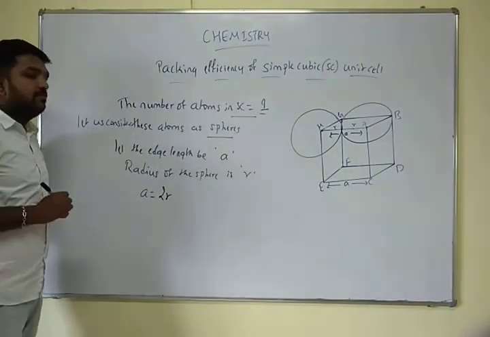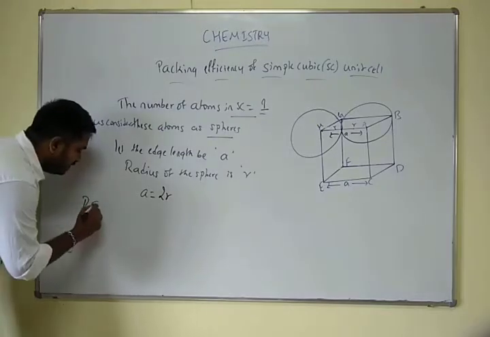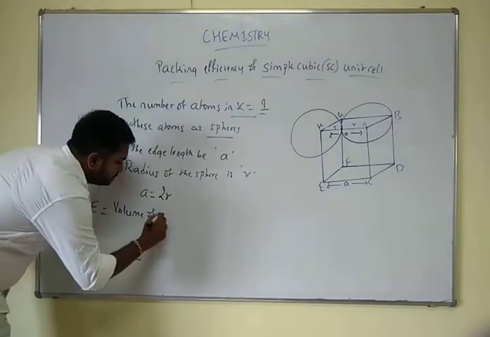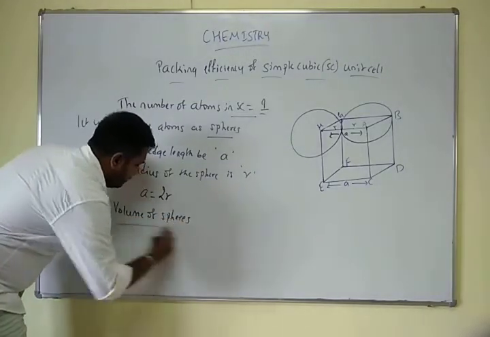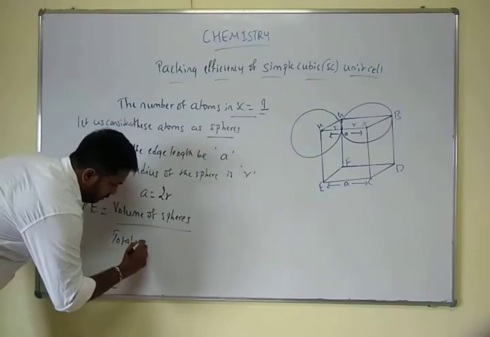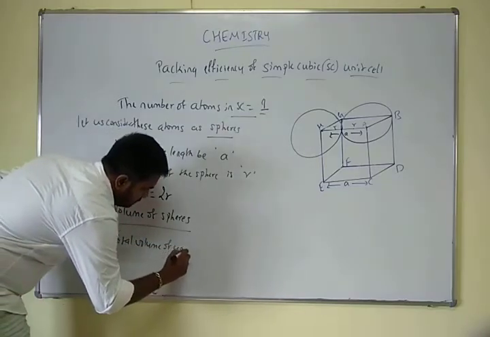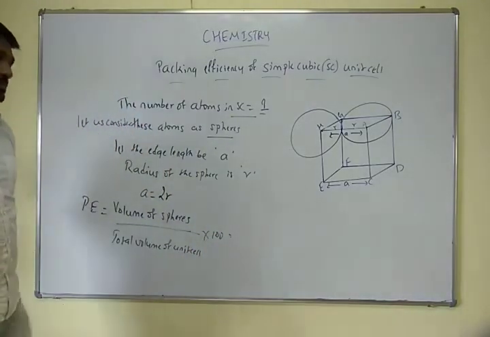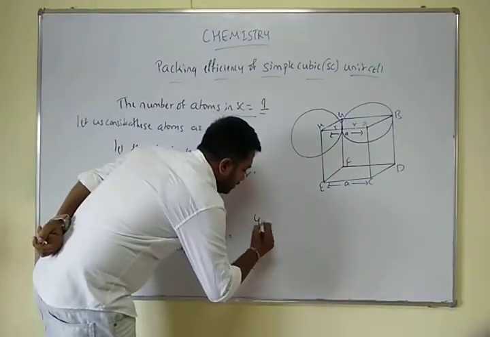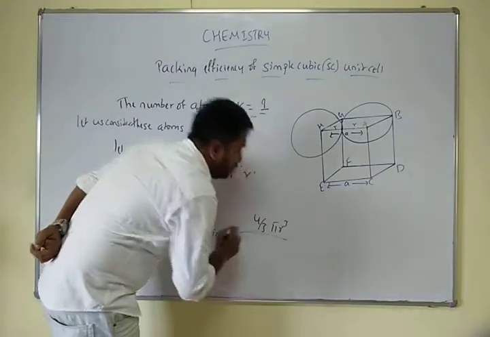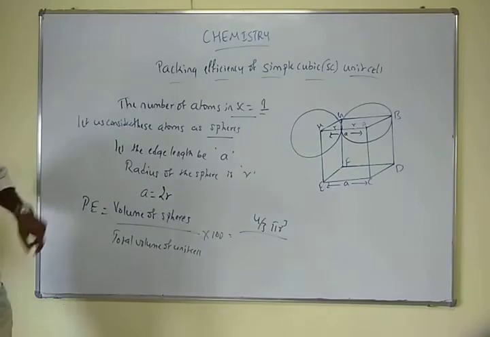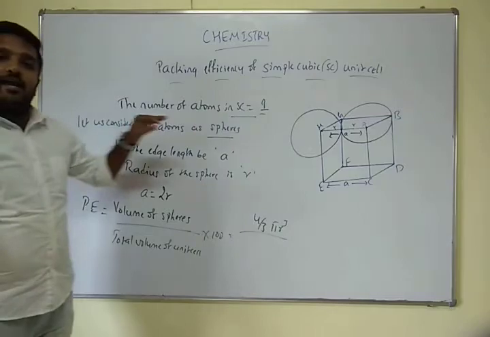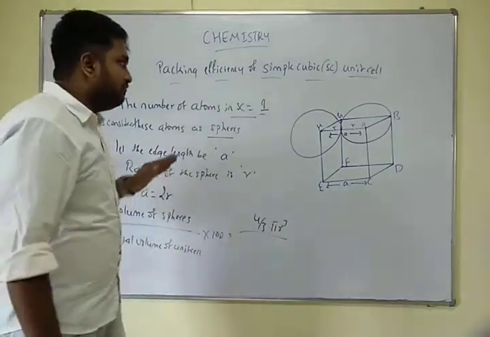So what is the formula for packing efficiency? Packing efficiency is the volume of spheres by the total volume of the unit cell, into 100. Now the volume of a sphere is given by 4 by 3 pi r cube. It is a standard formula. We have only one sphere because we have only one atom, and we are considering that particular atom as a sphere.